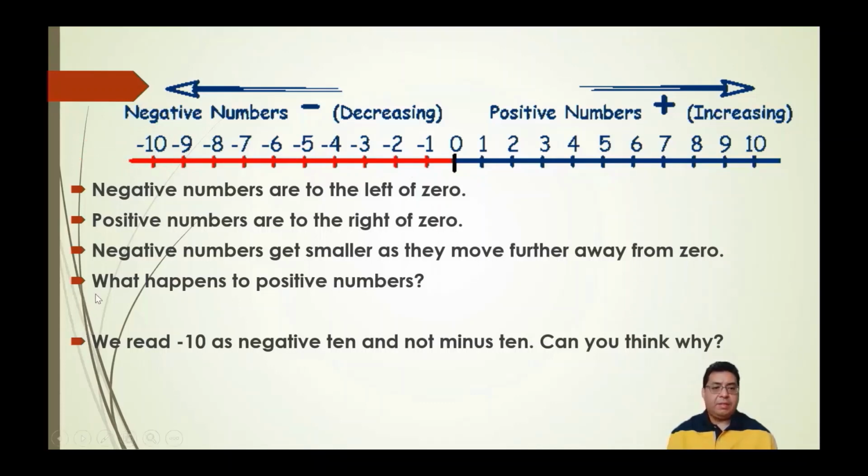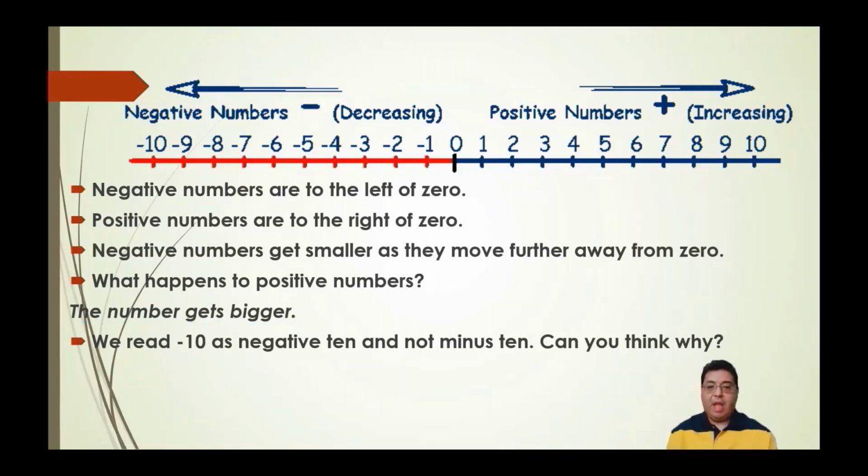So then my question is, what happens to the positive numbers? If we've got 0 here and we have the positive numbers moving this way, we've got 1, then 2, then 3, all the way up to 10. You can clearly see that the positive numbers get bigger. So the number gets bigger.